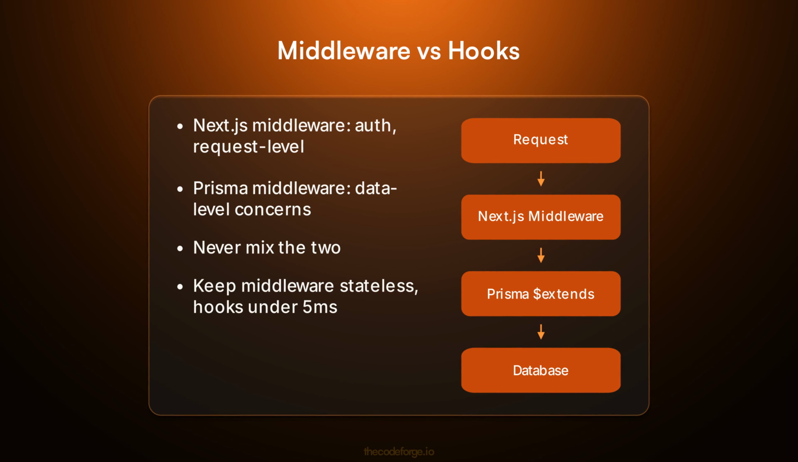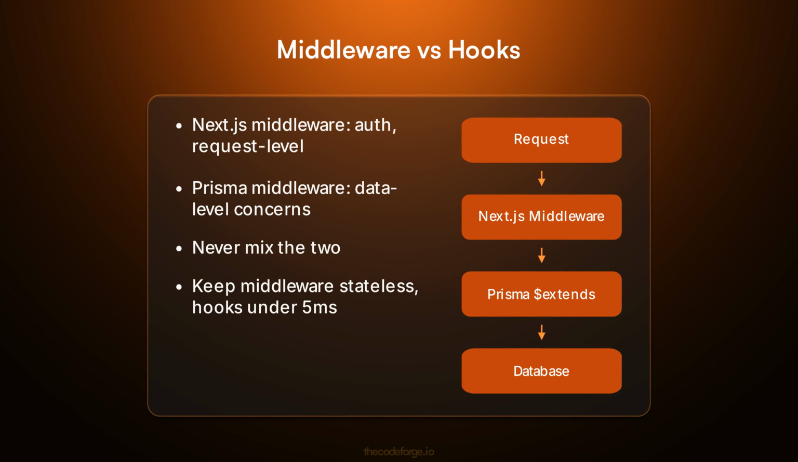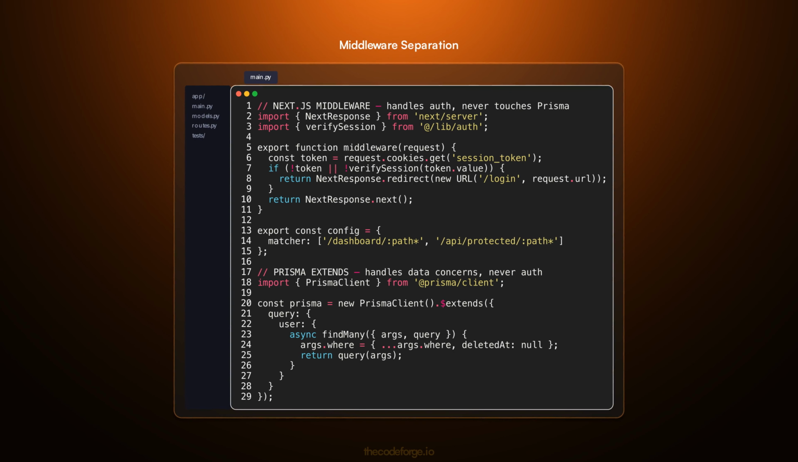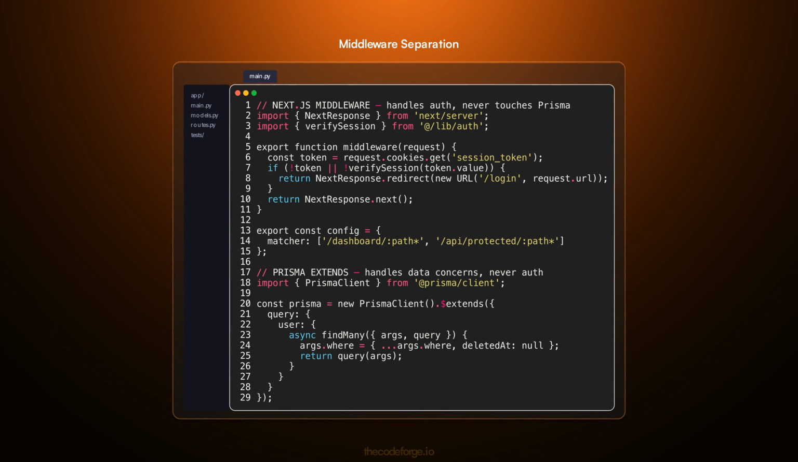Next.js middleware is your gatekeeper. It validates session tokens, checks JWT expiry, and rejects bad actors before they even touch Prisma. Prisma middleware, via extends, handles data-level concerns: soft delete filters, audit logging, encryption of PII fields. Never confuse the two. Here's the separation. Next.js middleware handles auth and never touches Prisma. Prisma extends handles data-level concerns like soft deletes. This keeps concerns clean and avoids race conditions.